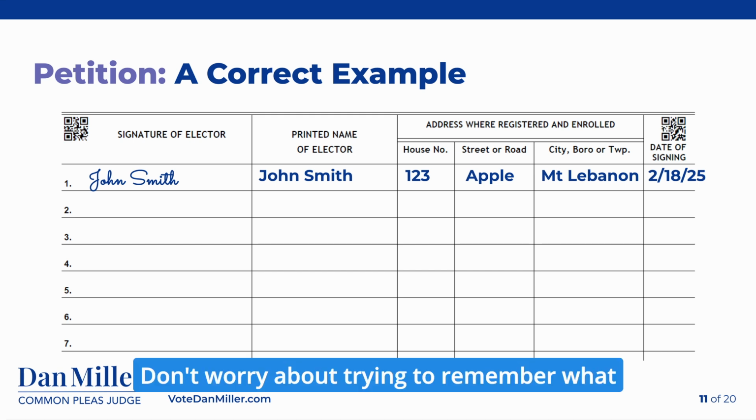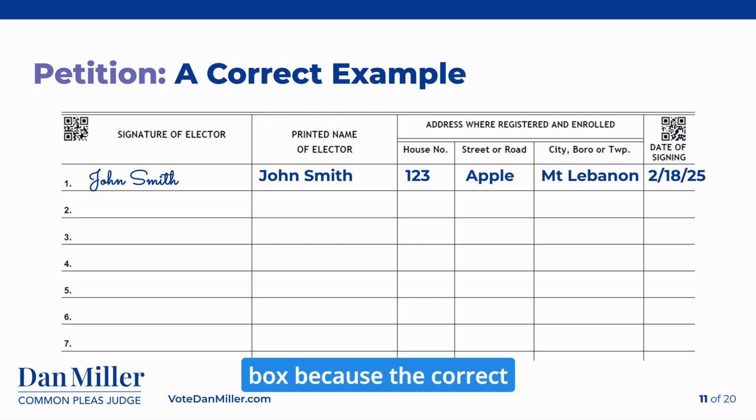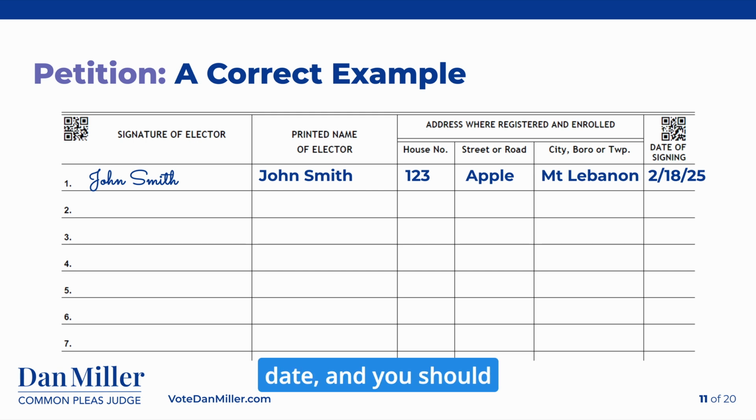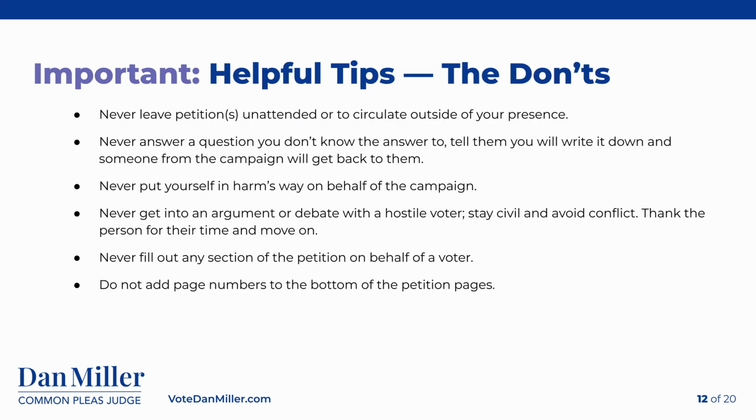Don't worry about trying to remember what they should put in this box because the correct city, borough, or township will be included on your walk list or your canvassing app. It's likely the voter will know their township, but if they don't, you'll always have it on your walk sheet or your canvassing app. The final box is for entering the current date, and you should enter the full date, which includes the month, day, and the year as shown on screen.